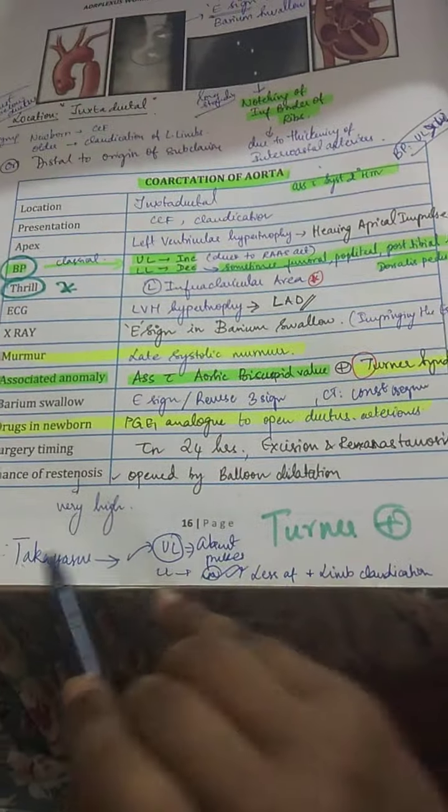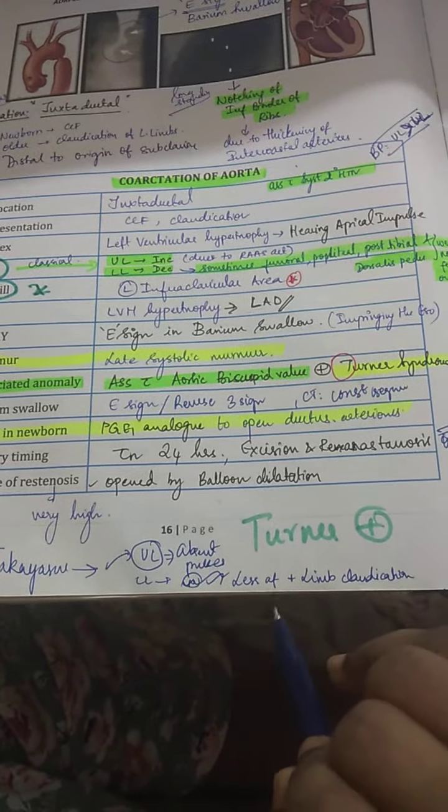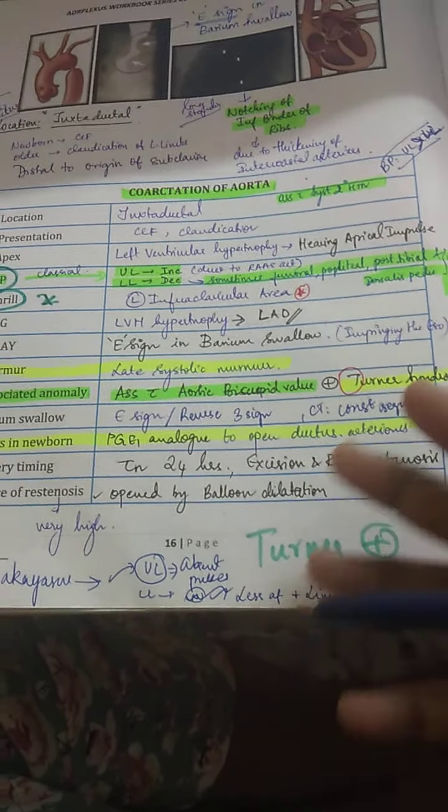In case of Takayasu arteritis, you'll have absent upper limb pulses, and in the lower limb you'll have claudication. But here, in coarctation, in the upper limb you'll have increased BP. So that is the difference.